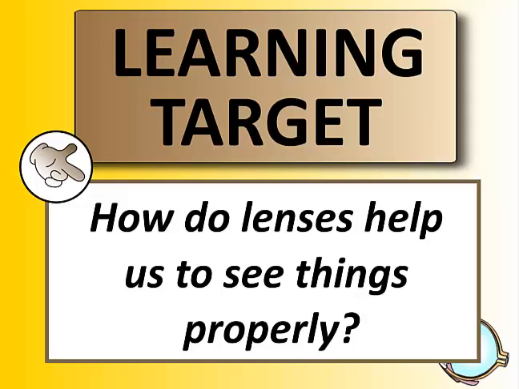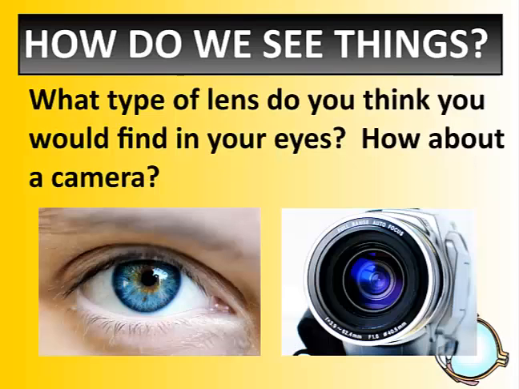Okay, this is a screencast looking at lenses and how lenses actually help us to see things clearly in our everyday lives. So taking a look at lenses, what type of lens do you think you have in your eyes? Now we know that there's two types of lenses. It's either going to be convex or concave. And would that be the same type of lens you'd find in a camera?